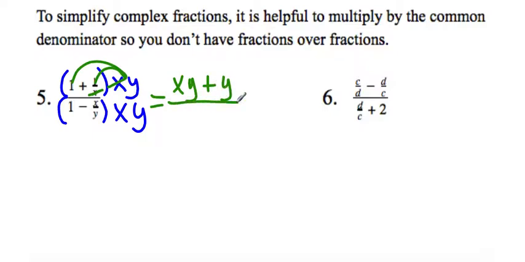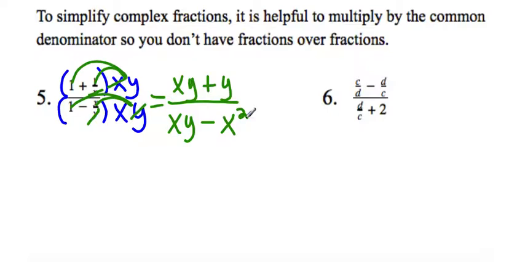I'm going to do the same thing in the denominator. I'm going to distribute the xy times 1, which of course is just xy. And then I'm going to distribute here. This y and this y will cancel. And we are left with minus x times x, which is x squared. Okay, that is the key step on this.